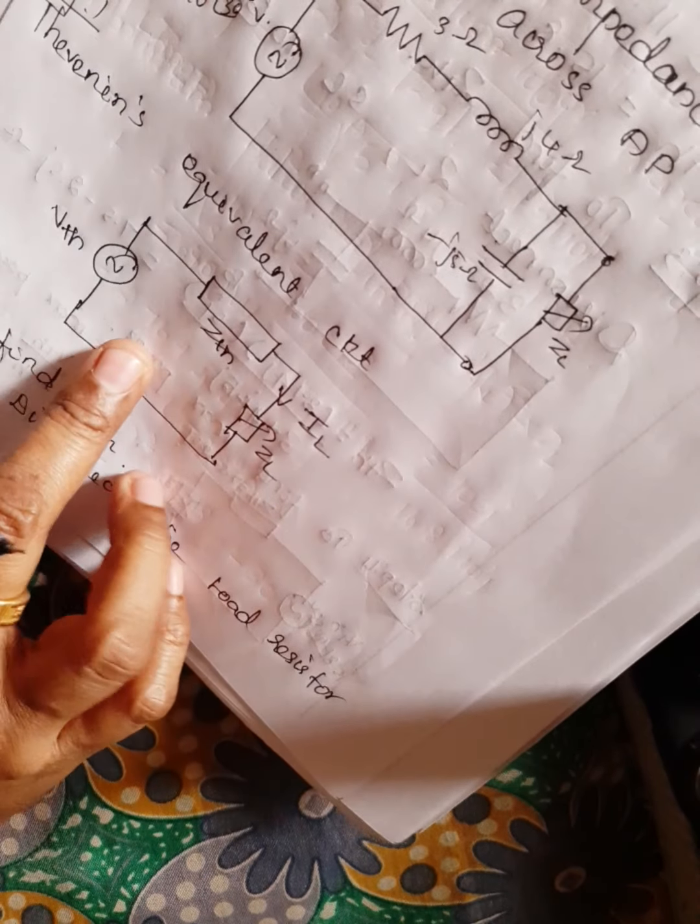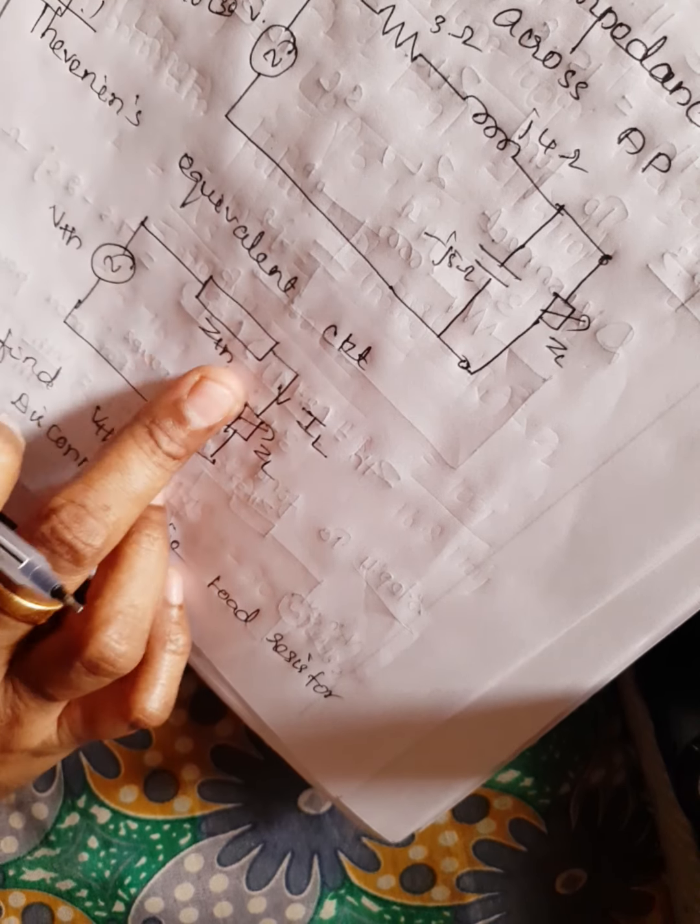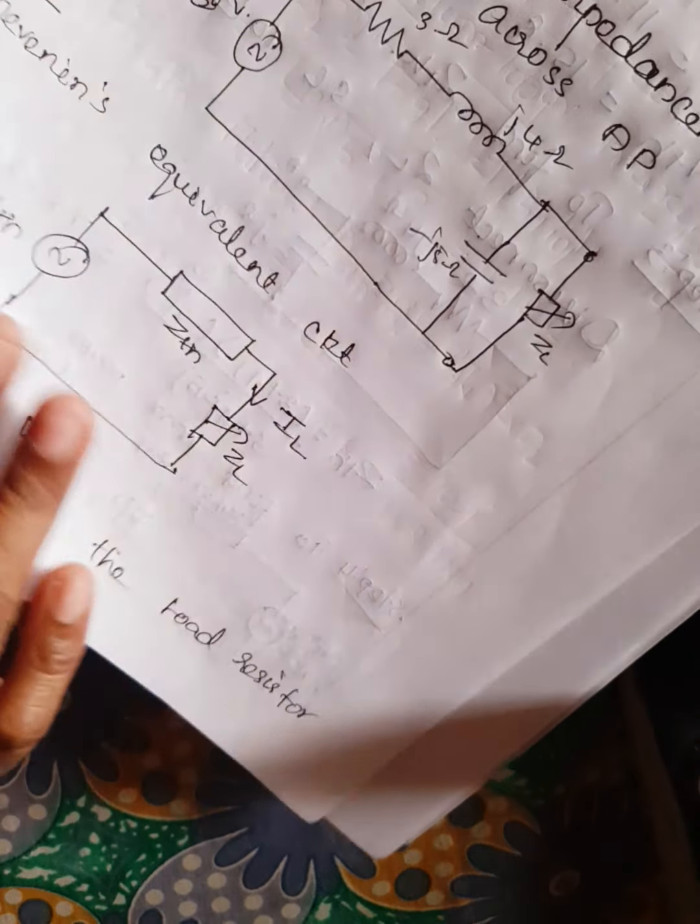So for that solution, here it is V_Thevenin, Z_Thevenin and Z_L. You want to find V_Thevenin. In order to find V_Thevenin, what is the step? You want to disconnect the load resistor.